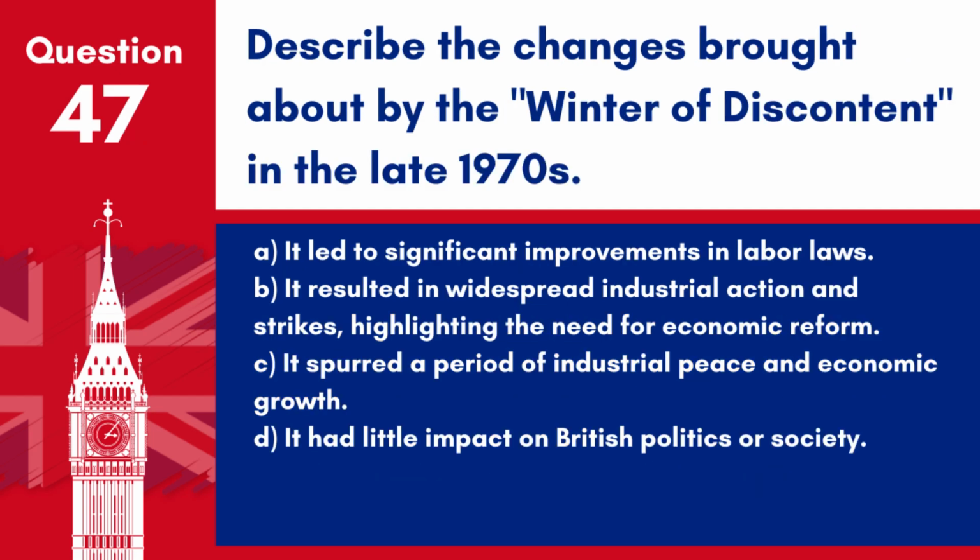Question 47. Describe the changes brought about by the Winter of Discontent in the late 1970s. A. It led to significant improvements in labour laws. B. It resulted in widespread industrial action and strikes, highlighting the need for economic reform. C. It spurred a period of industrial peace and economic growth. D. It had little impact on British politics or society.